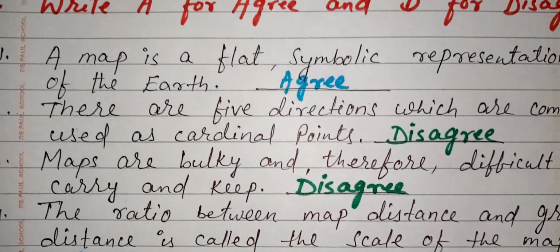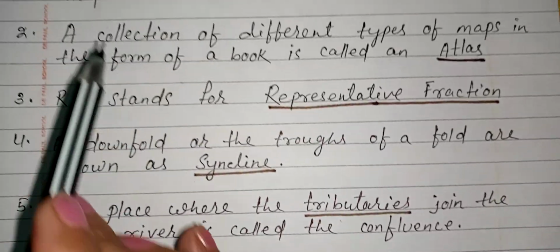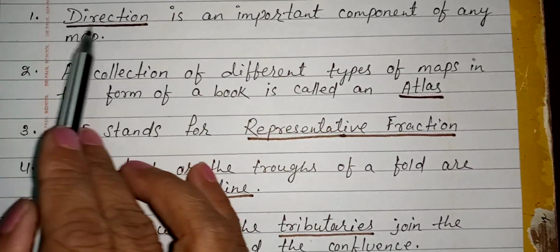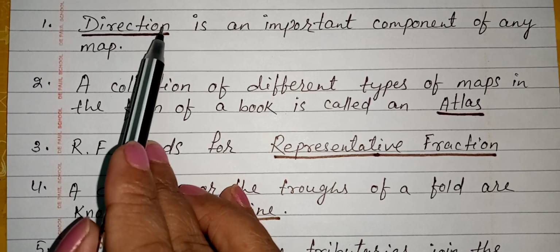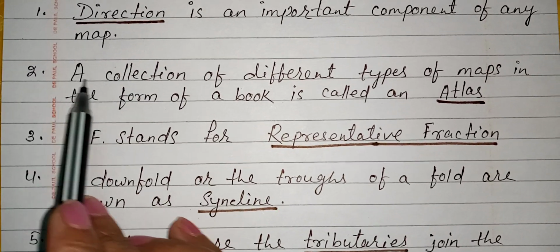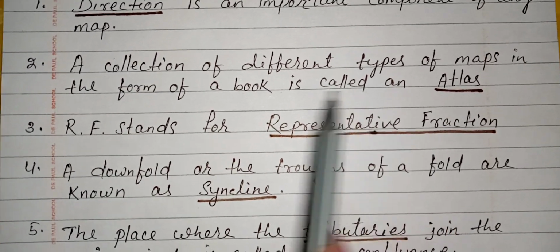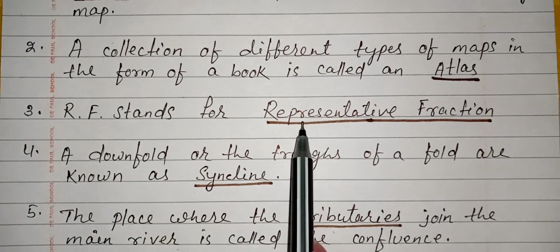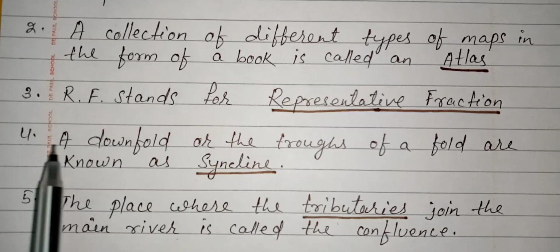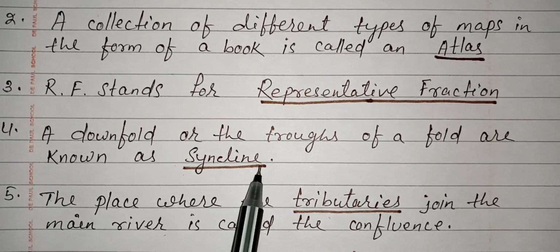Okay, once again we'll discuss the fill in the blanks. First one, the answer is direction. Second one is atlas. Third one is representative fraction. Fourth one is syncline.